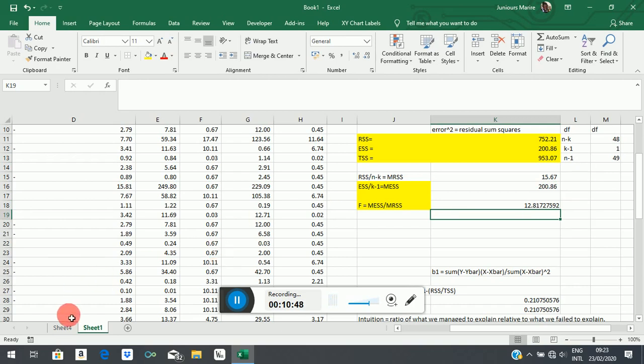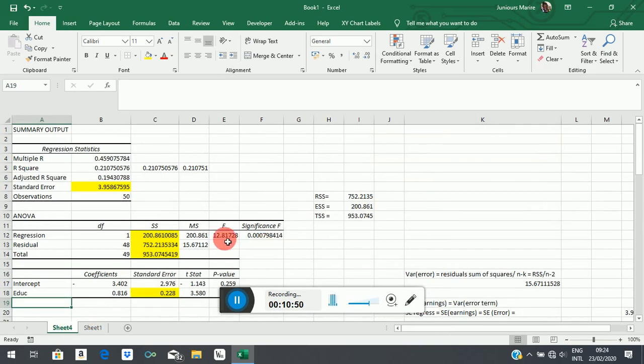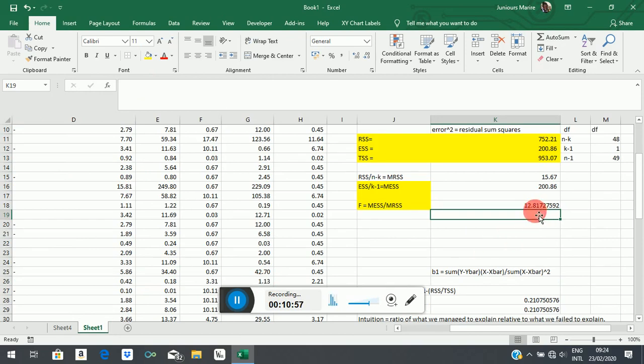12.81. If you come here, you will see that you have it there. That's 12.81728. If I reduce the number of decimal places for you, you can see that is the same number. So essentially that's what you do.